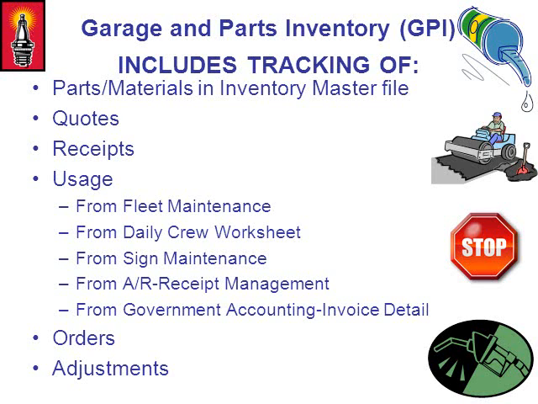Consumable parts and materials are tracked in the Garage and Parts Inventory system. Quote, receipt, usage, order, and adjustment transactions update the inventory master file so the quantity on hand is always current. Usage transactions are created in Fleet Maintenance, Daily Crew Worksheet, and Sign Maintenance. Usage transactions can also be generated in Accounts Receivable Receipt Management and the Government Accounting System.